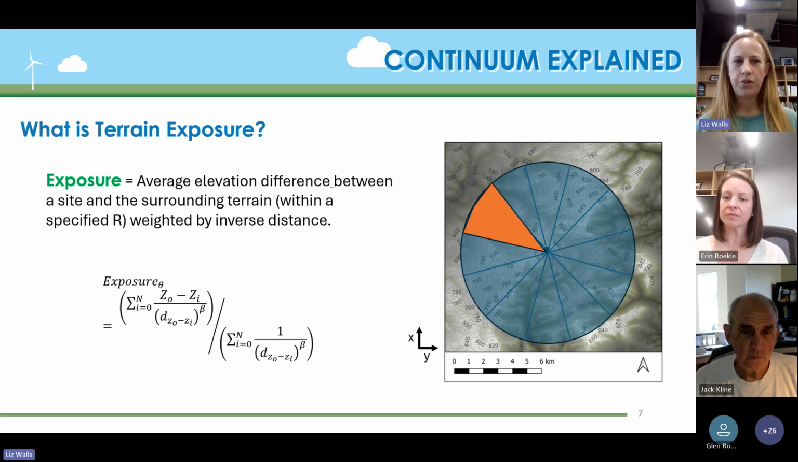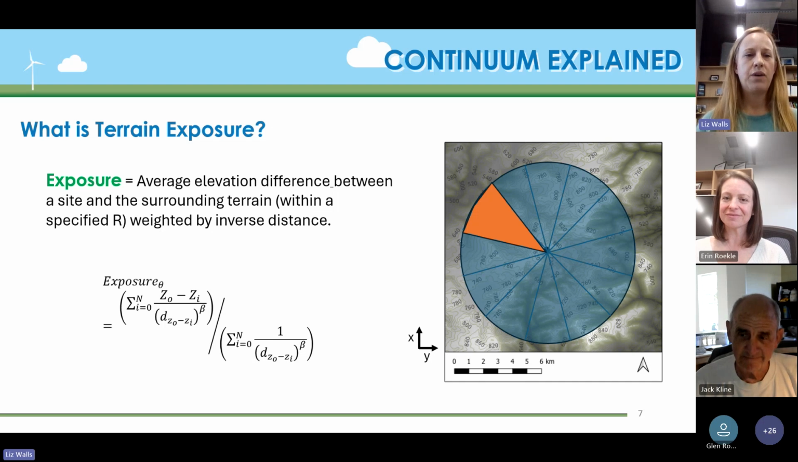Now, this concept of terrain exposure was originally introduced by Jack Klein, who I believe, yes, Jack is attending our town hall. Hey there, Jack. Great to see you. Thanks for joining us today. And it was Jack who came up with this concept and found that exposure lent to a pretty effective way of modeling wind flow. So thank you, Jack, for that contribution.